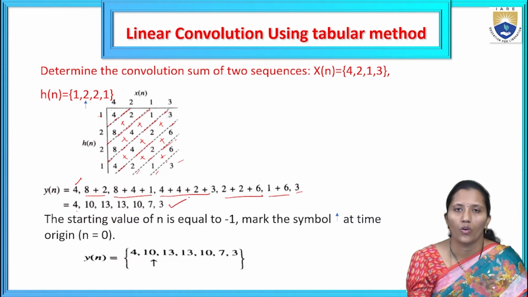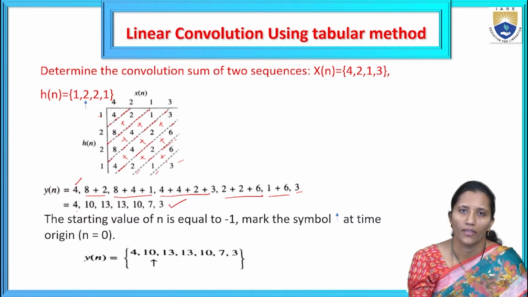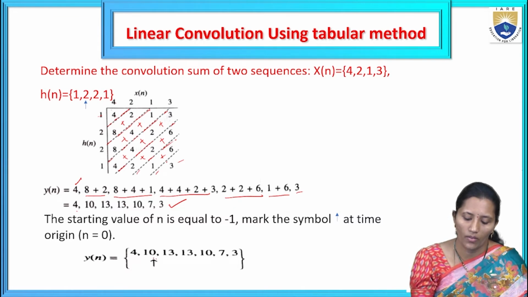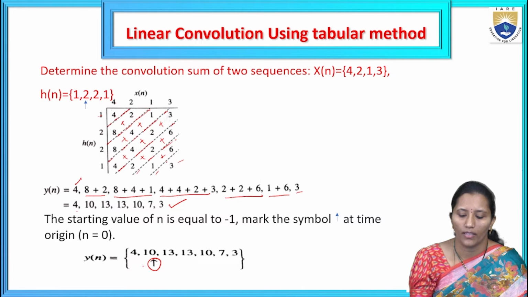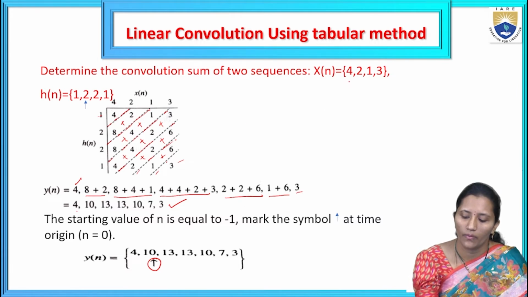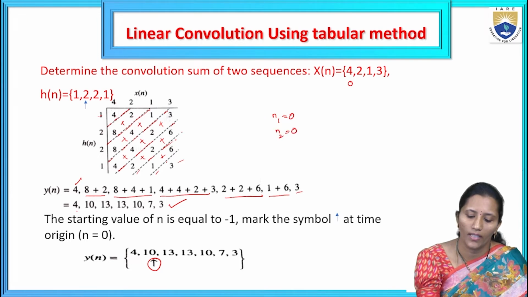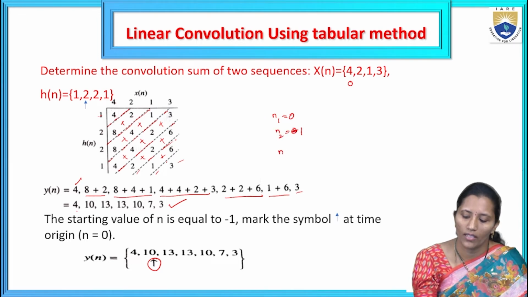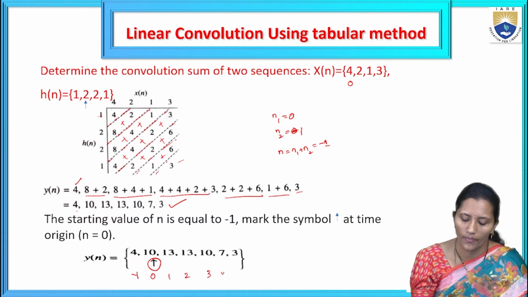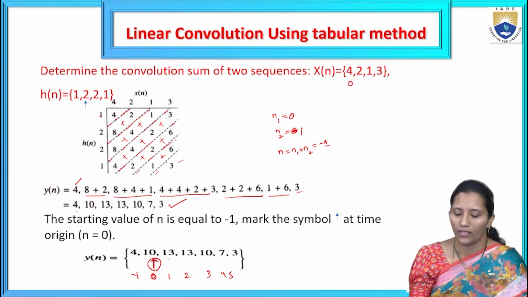So this is the output response y of n, where x of n and h of n are given, obtained by using linear convolution. Now we have to represent the index values. Here the starting index of x of n is 0 and the starting index of h of n is minus 1. So n is equal to n1 plus n2, which is 0 minus 1, that is minus 1. So the index is starting from minus 1, 0, 1, 2, and the 0 sample will be indicated by an arrow mark.